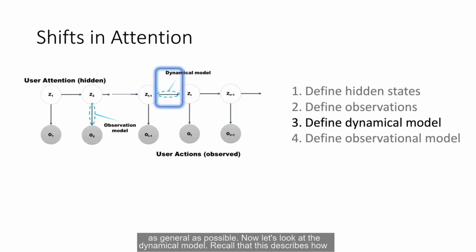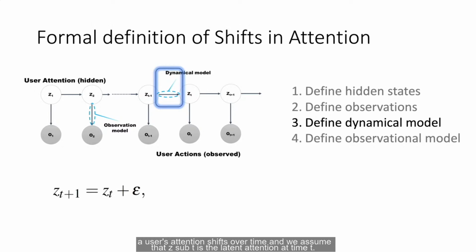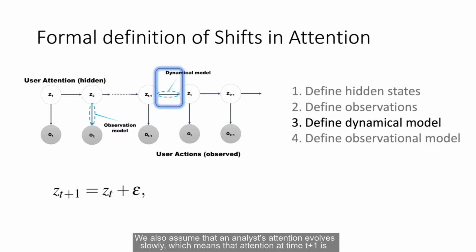Now let's look at the dynamical model. Recall that this describes how a user's attention shifts over time. And we assume that z sub t is the latent attention at time t. We also assume that an analyst's attention evolves slowly, which means that attention at time t plus 1 is similar to attention at time t, where epsilon is some appropriate noise distribution. However, this only works for a single task, but in the paper, we provide lots of details about how this might work with multiple tasks, as well as different types of features, for example, continuous, categorical, or ordinal.